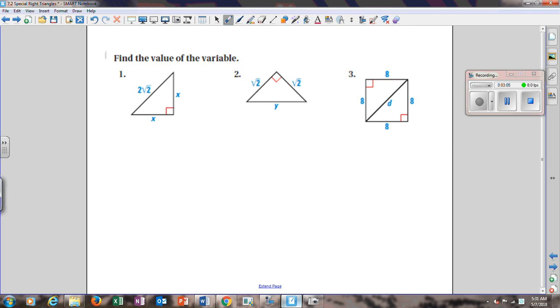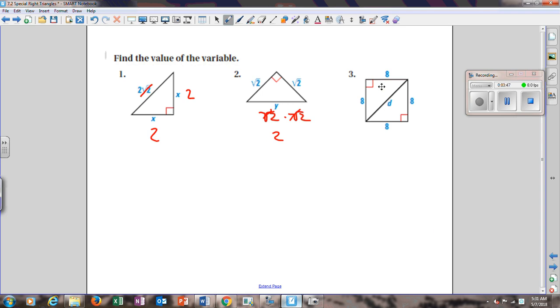Okay, find the value of the variable. Here we have an x and an x for the legs, which means it's isosceles, and your hypotenuse is 2 root 2. Remember, hypotenuse is the length of the leg times root 2. So if we're going from the hypotenuse to the leg, you just get rid of the root 2. Those are both 2. Here we have root 2 and root 2. So it's root 2 times root 2. Those cancel out because the number inside is the same, and so it just becomes 2.